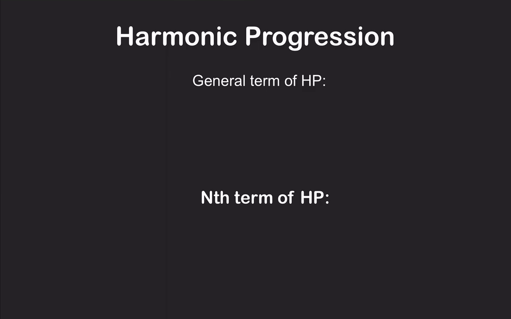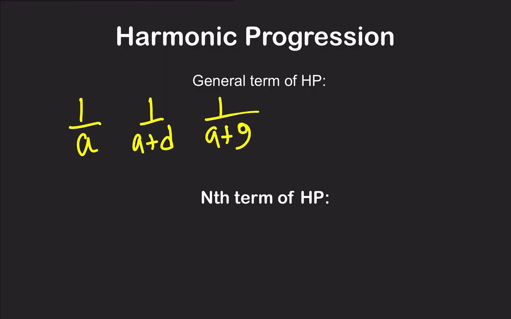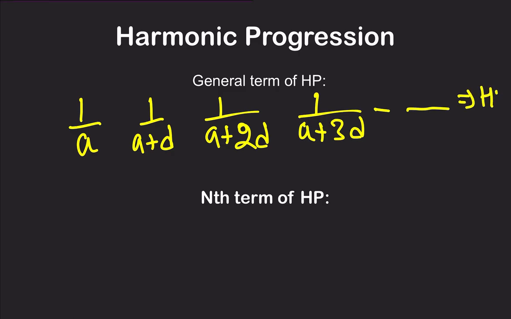Harmonic progression simply, since we already know about the arithmetic progression, we are just going to take the reciprocal of each term. So the first term looks like 1 by a, the second term is 1 by a plus d, the third term looks like 1 by a plus 2d, the fourth term is 1 by a plus 3d and so on, and such a series is known as a harmonic progression series.